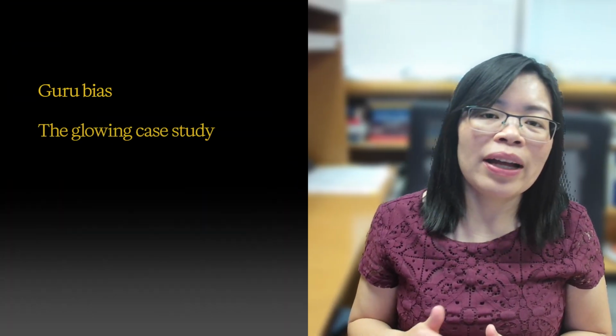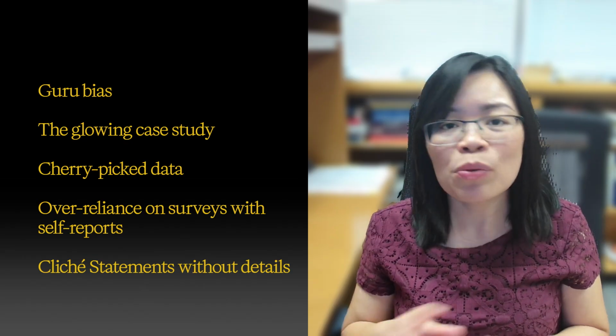If a paper's evidence is that people who said they use X style also had high-rated teams, you should consider other explanations. Perhaps good teams make a leader look like they're using that style, rather than the leadership style causing a good team. The next one is cliche statements without details.